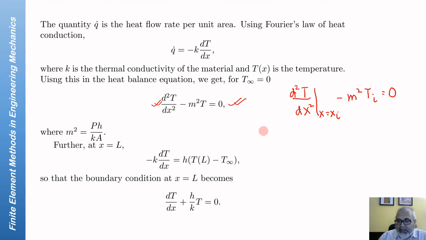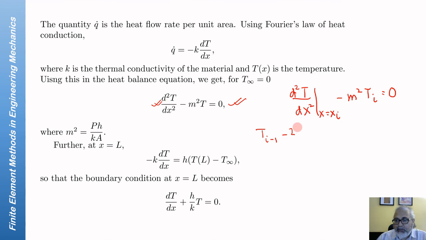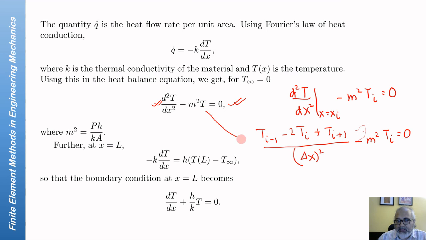Then I will write (Ti-1 minus 2Ti plus Ti+1) by delta x squared minus m squared Ti is equal to 0. This is the discrete form of this equation.